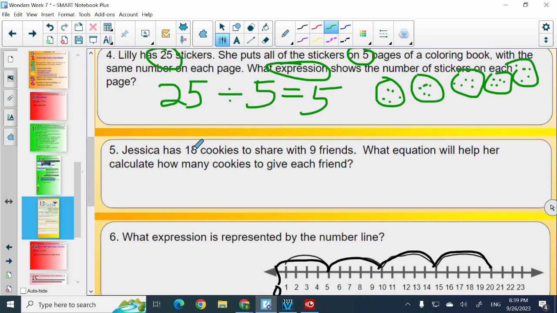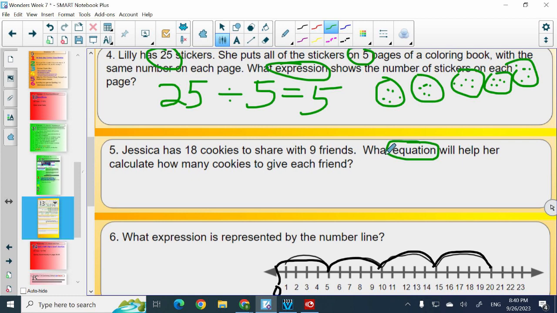All right, Jessica has 18 cookies to share with 9 friends. What equation will help her calculate how many cookies to give each friend? So this time it's asking for an equation. So you don't need to really solve it. You just need to know what this would look like on paper. Go ahead and pause it here and write an equation out.